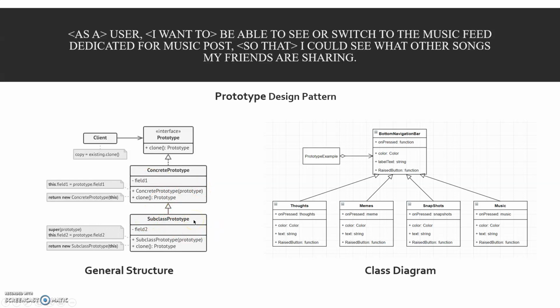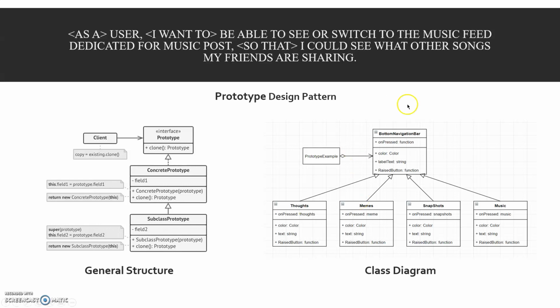The prototype declares an interface for cloning itself. Usually it is a single clone method. Concrete prototype implements an operation for cloning itself, in addition to copying the original object's data to the clone. And then the subclass prototype has the same purpose as the concrete prototype, but could also extend the base class by defining additional properties and behavior. The client creates a new object by asking a prototype to clone itself.